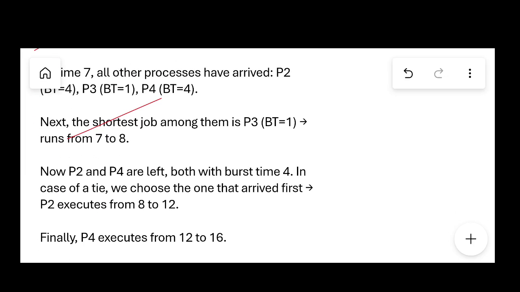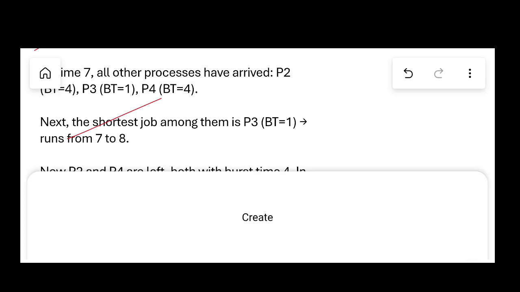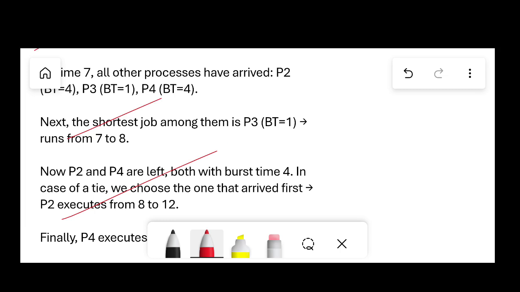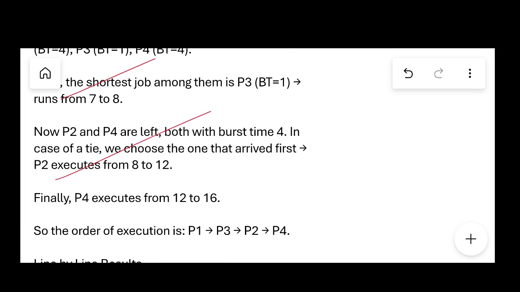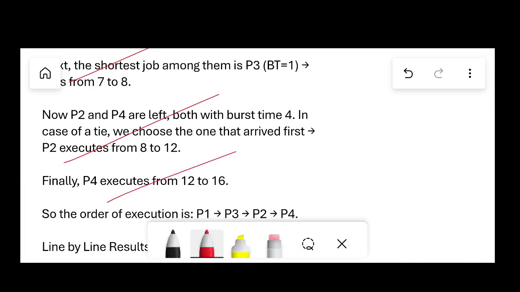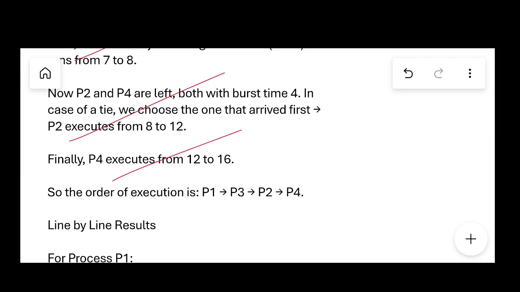Now P2 and P4 are left, both with burst time 4. Since both are equal, we choose the one that arrived earlier. That means P2 will execute from 8 to 12. Finally P4 executes from 12 to 16. So the execution order is P1, then P3, then P2, then P4.